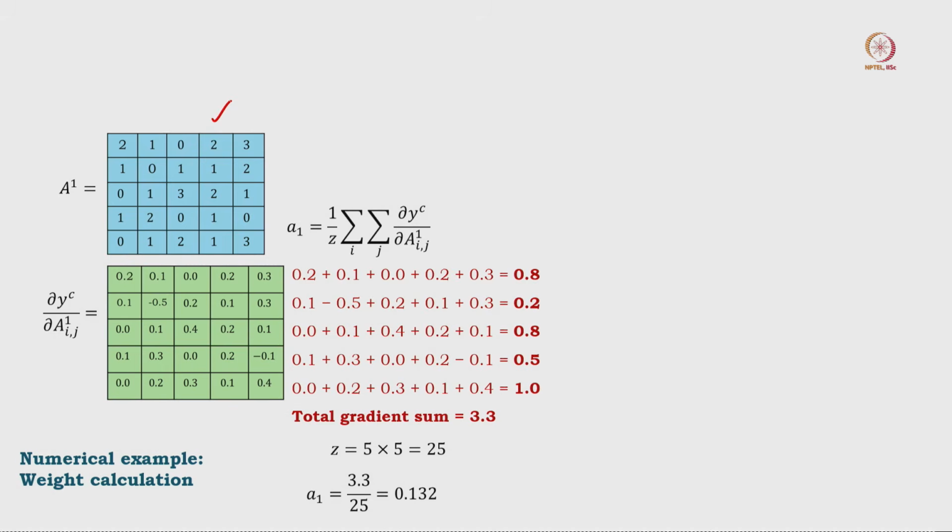Let us assume this is one feature map and these are the gradient values. We add up all of these values and divide by the number of elements. What is the number of elements here? Height and width. Height is 5 and width is 5, so 5 into 5, 25. So, A1 that we are getting is 0.132.